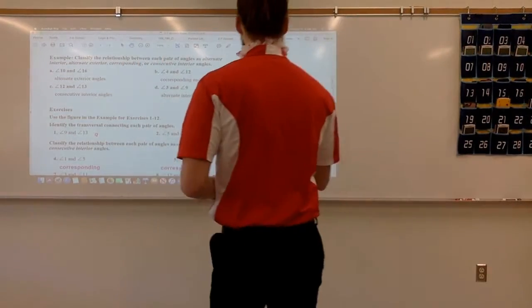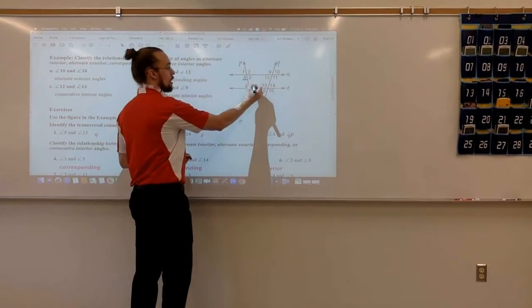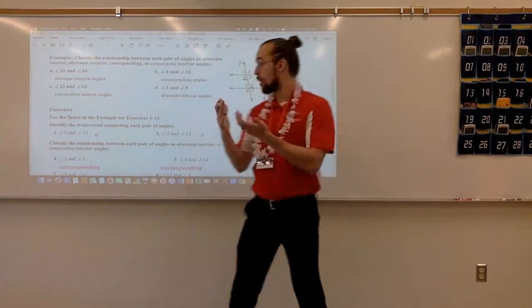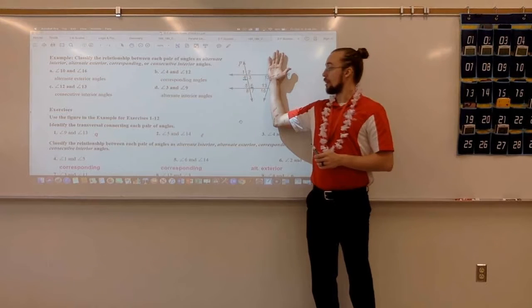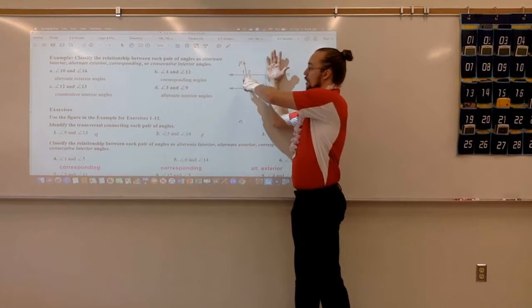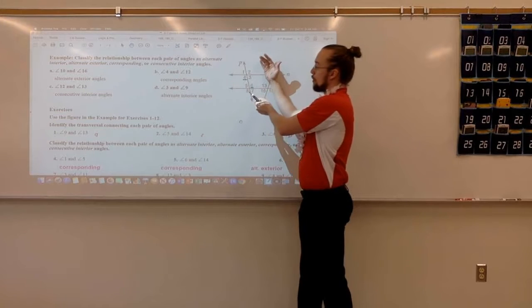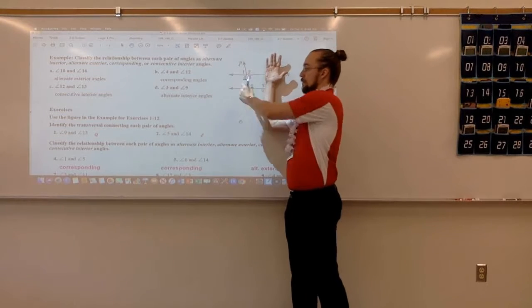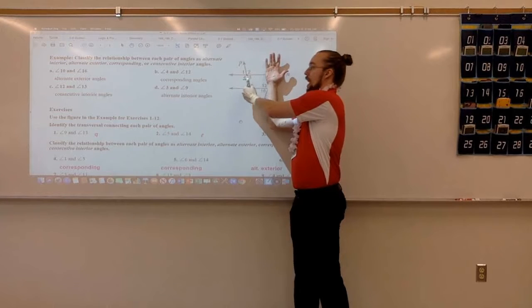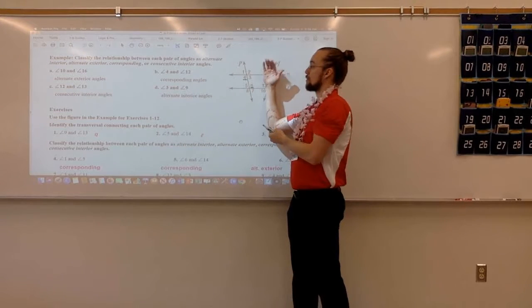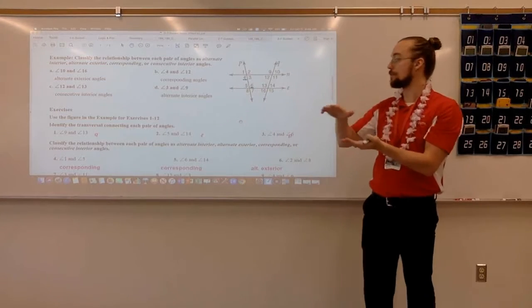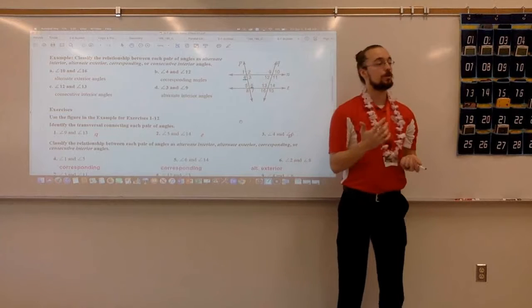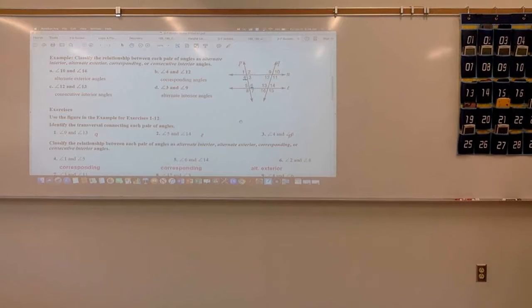So if we look up here at our diagram, 4 and 6 are right here. So I can cover up the right half of the diagram, right? These two angles are both on the inside of these two lines here, and they're on opposite sides of the transversal. So opposite sides of the transversal is alternate, and then on the inside of those two lines would be interior. So alternate interior for angles 4 and 6.